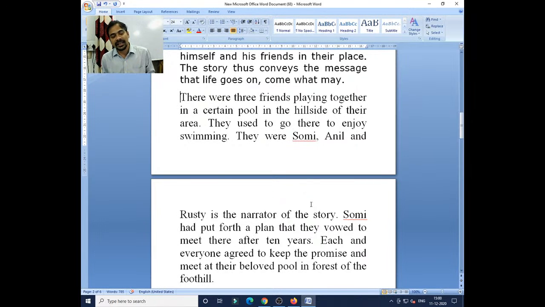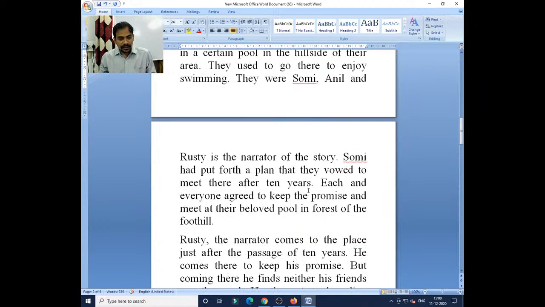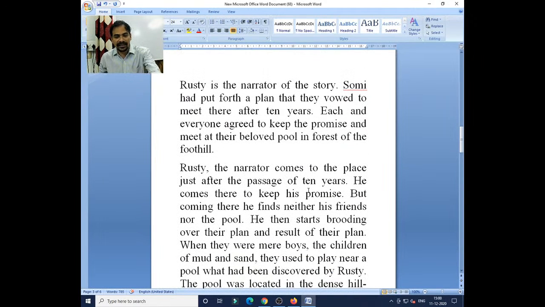Somi, Anil, and Rusty, who is the narrator of the story, are the three friends I discussed with you. Somi had put forth a plan that they would meet there after 10 years. Each and every one agreed to keep the promise and meet at their beloved pool in the forest of the foothills.